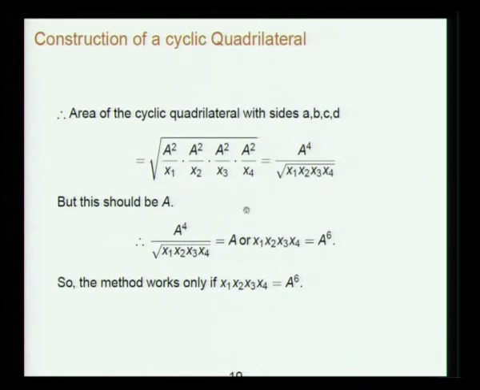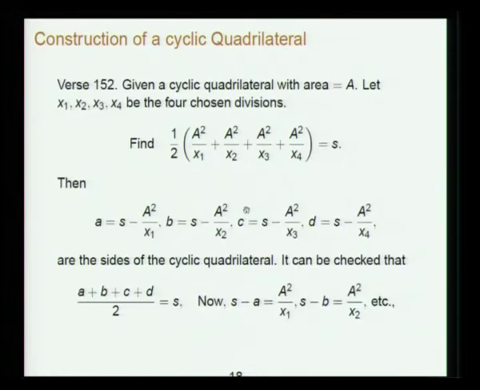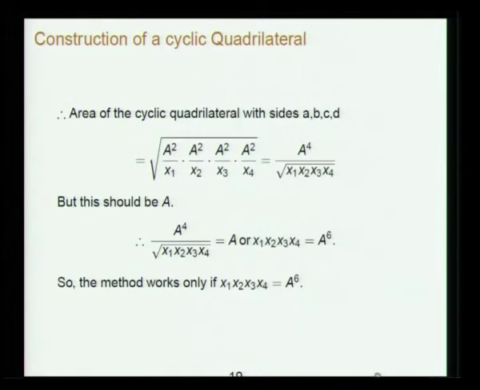This is the area of this cyclic quadrilateral with these sides, right, because S minus A will be A squared by x1. So the area is this, but originally you started with this area, so this must be equal to A, or x1, x2, x3 is equal to a to the power of 6. So this method will work only if x1, x2, x3, x4 is equal to a to the power of 6.